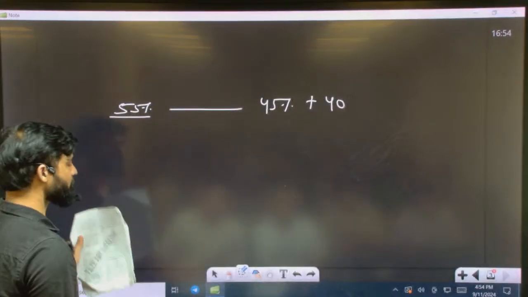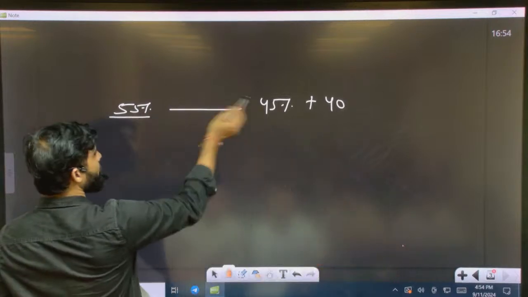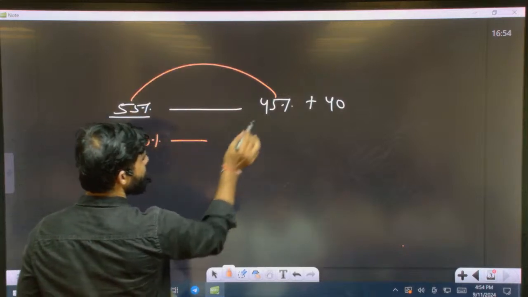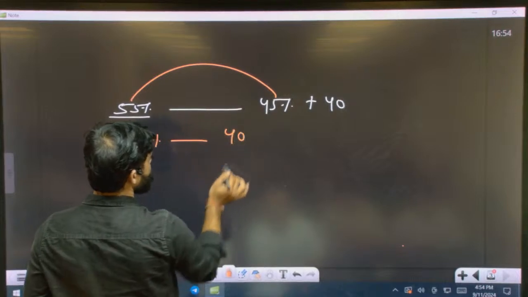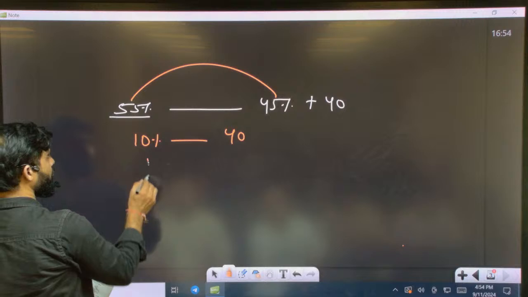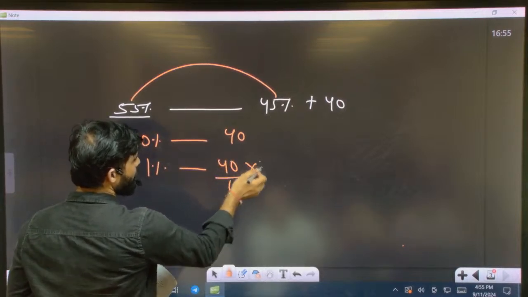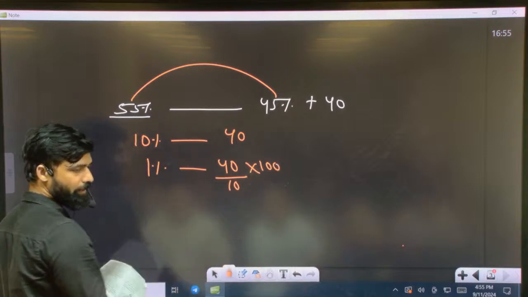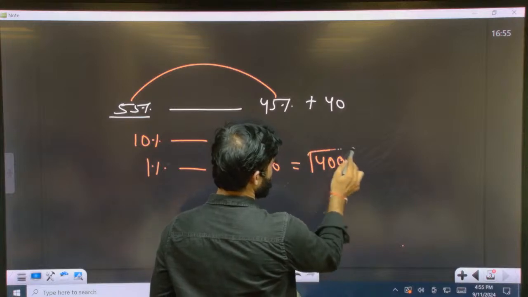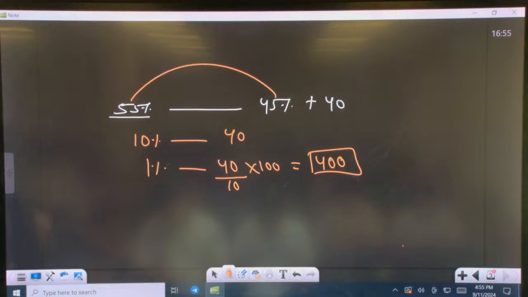Take the percentage value together. How? Like 55 minus 45, that will be 10%. So if 40 is remaining, I can say the value of 10% is 40, and the value of 1% is equal to 40 by 10, and into 100 will give us the maximum marks of the exam. So the maximum marks of the exam is 400. Any problem in this? Got it? Very good.